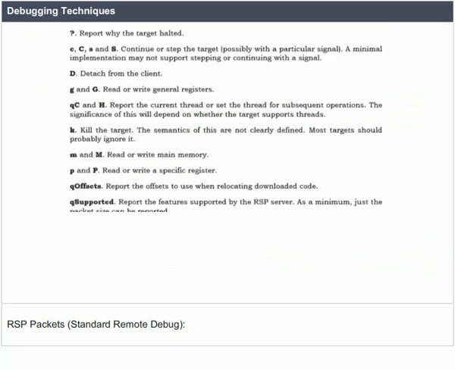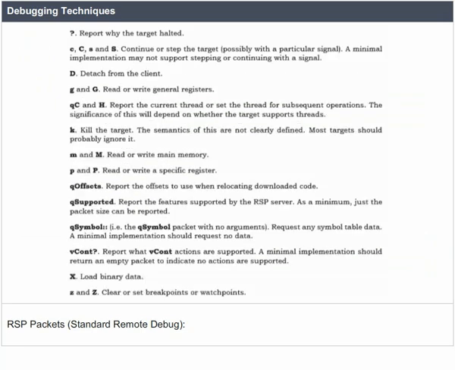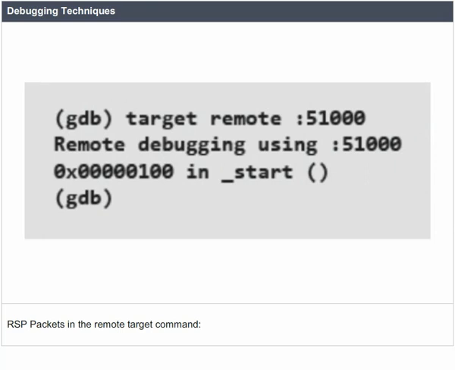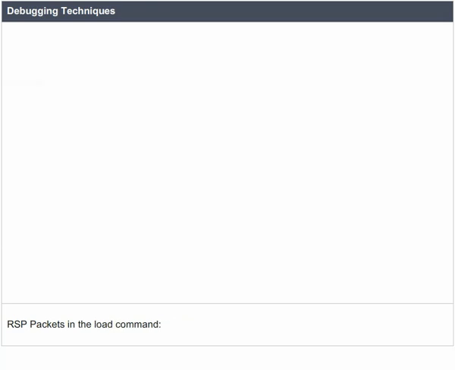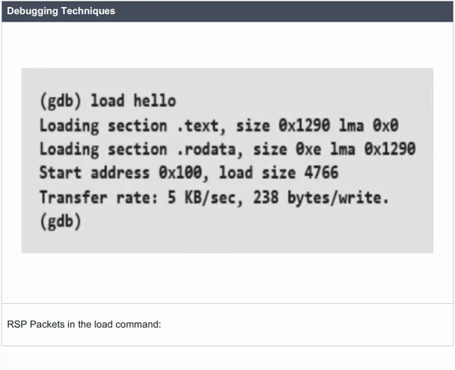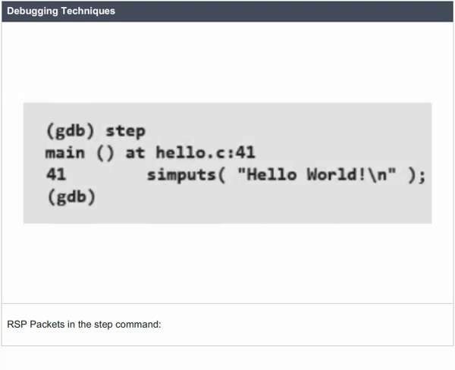RSP packets. Standard remote debug. RSP packets in the remote target command. RSP packets in the load command. RSP packets in the step command.